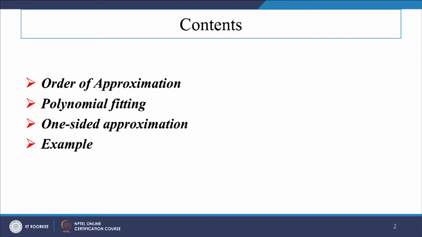In this method, last class we discussed the Taylor series expansion and how we can obtain the finite difference formulation using Taylor series expansion. In this lecture, we will discuss the order of approximation, then polynomial fitting, and one-sided approximation. That means if we are solving a first order differential equation, how can we extend it to more than 2 points? That we will consider in this presentation.